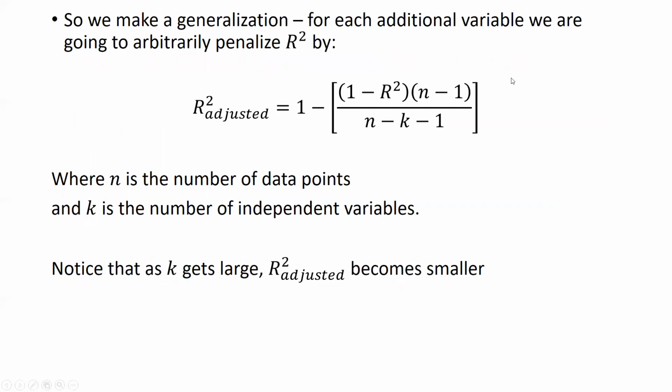And what we can do is arbitrarily penalize R squared based on the number of samples or the number of features in our model, n and k. And what we can notice is that as k or n gets large, R squared adjusted becomes smaller. So we're arbitrarily deflating our original R squared to achieve this R squared adjusted. And that is purely because of the fact that multiple linear regression is just additive in nature.